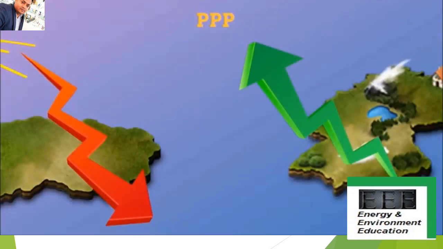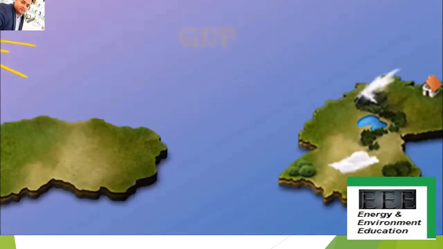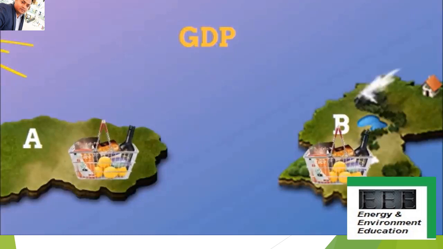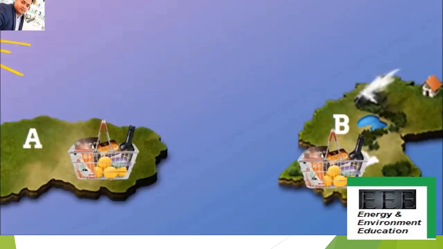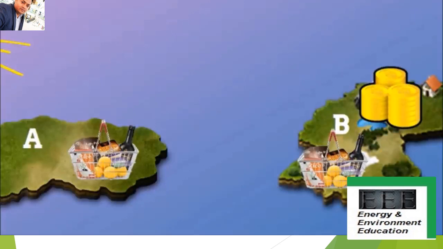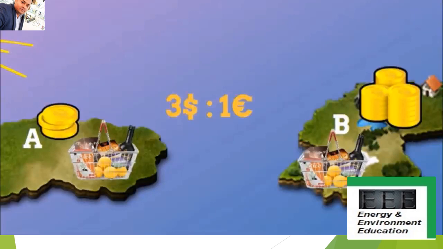PPP is often used to make a more accurate comparison between two countries' GDPs than can be made when using market exchange rates. For example, let's look at country A and country B, where each of them produces the same amount of goods in a given year. Thus, the GDP should be the same for each country, but because country B manipulates its currency on the world market, its currency is artificially high when compared to country A's currency. It takes 3 country A dollars to buy 1 country B euro.